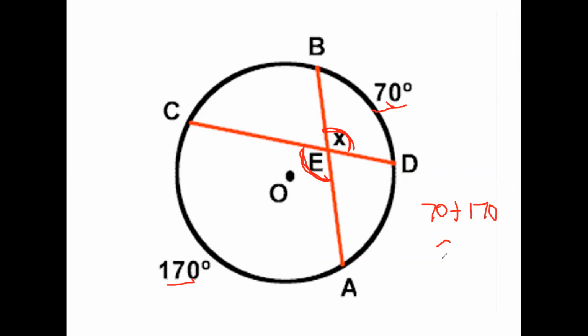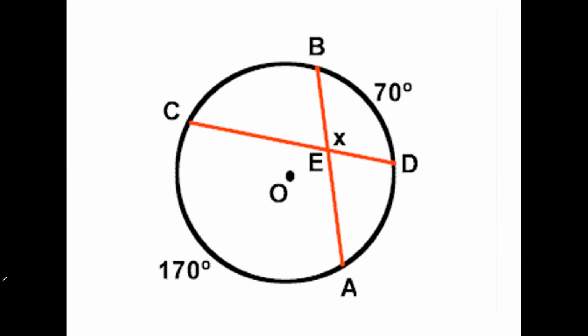That will be 240. Then we divide by 2, or multiply by 1/2. Then that will be 120. So ibig sabihin, the measurement of X is 120 degrees. And also, since angle X and angle E are vertical angles and vertical angles are always equal, then angle E is also 120 degrees.